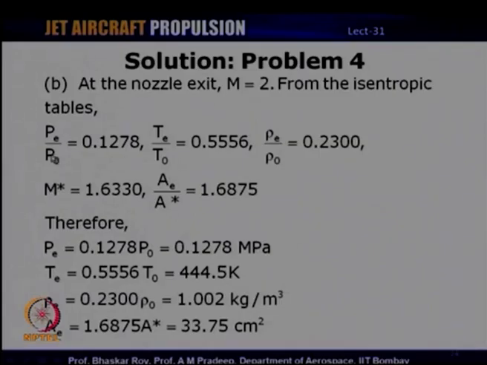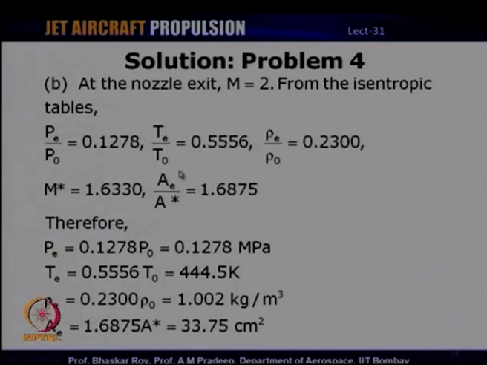Now, since we are not assuming any losses, it is not mentioned that there are any losses in stagnation pressure, we will assume that the inlet stagnation pressure is valid even at the exit. And of course, there are no shocks present in the divergent portion of the nozzle. So, inlet stagnation pressure is still the same. So, exit pressure P e is equal to 0.1278 times the stagnation pressure, which is 1 megapascal, and therefore, P e is 0.1278 megapascal. T e is 0.5556 multiplied by the stagnation temperature, which comes out to be 444.5 Kelvin. Similarly, the density rho e is 1.002 kilograms per meter cube.